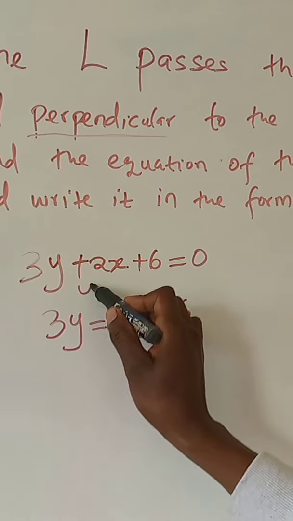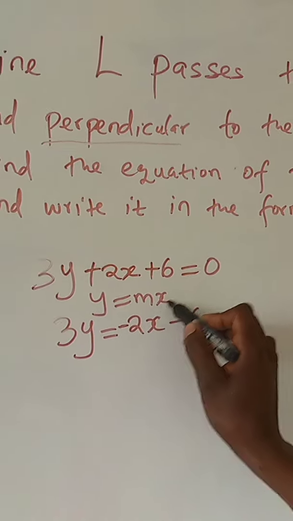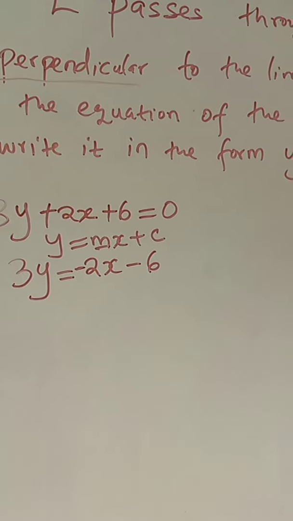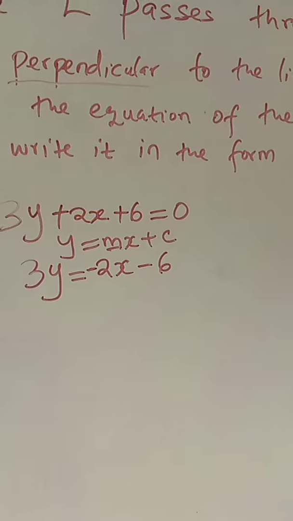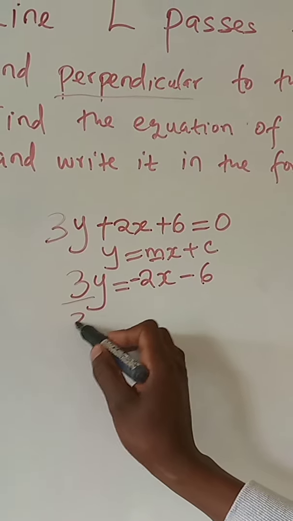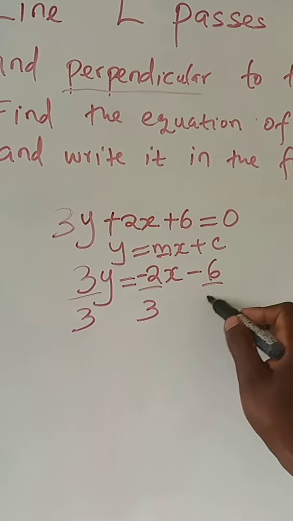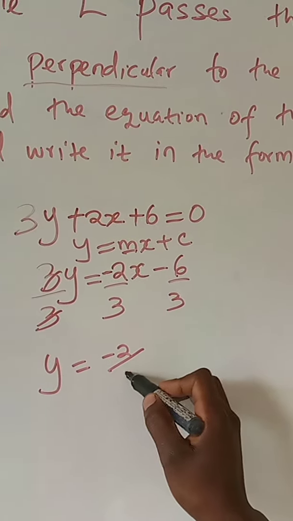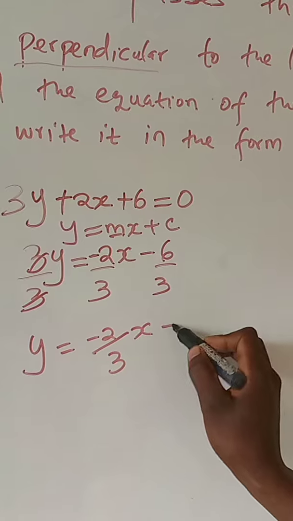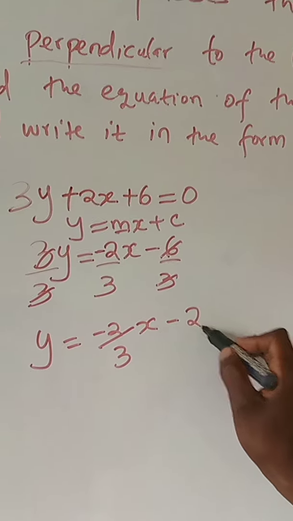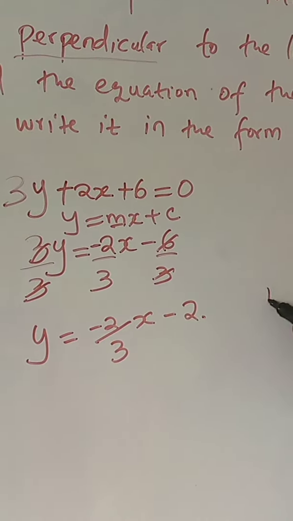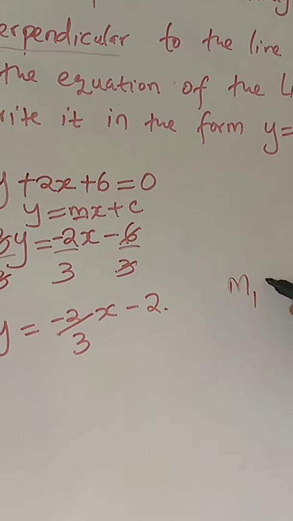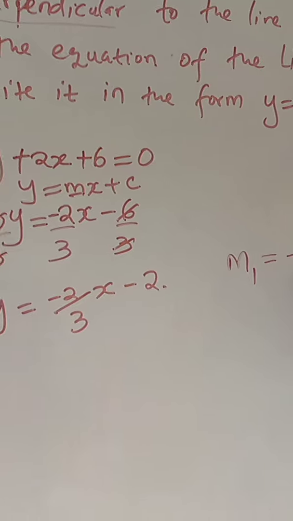We express it in the form y = mx + c, where m is the gradient of that line which is perpendicular to line L. So we divide this side by 3, and this other side by 3, so that we have y = negative 2/3 x minus, when you simplify that, it will be minus 2. So the gradient, which in this case I'm going to call m1, because I'm dealing with the first line, m1 now is negative 2/3.